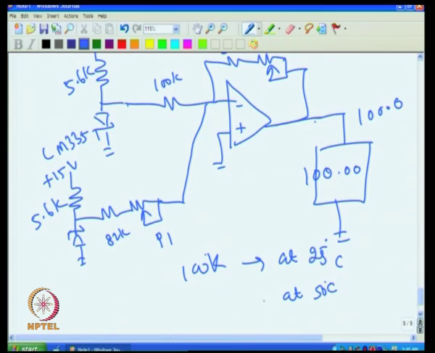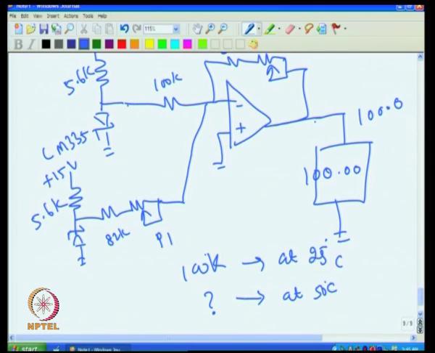Then the question is, what will be the value of this resistance? If it is 100 K at 25 degree C, then at 50 degree C, what is the value of that 100 K resistance? Will it be higher or lower? And if it is higher or lower, how much is it going to change?